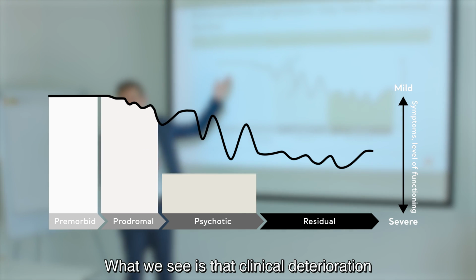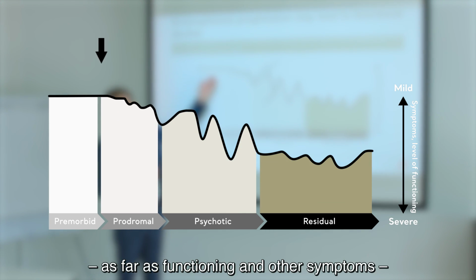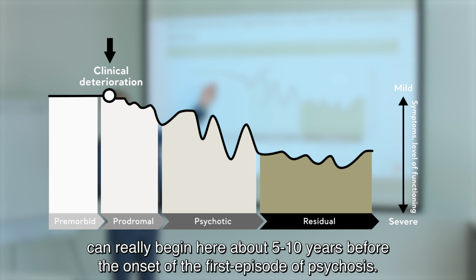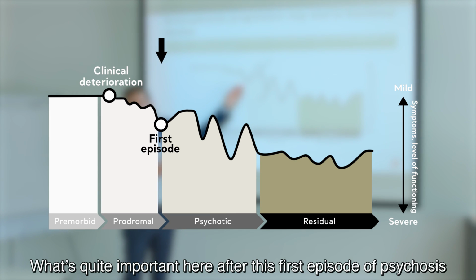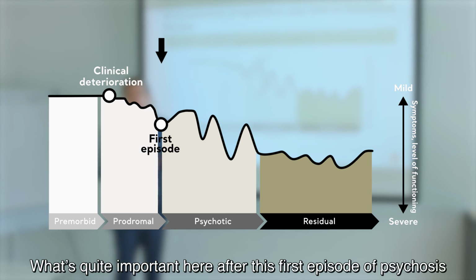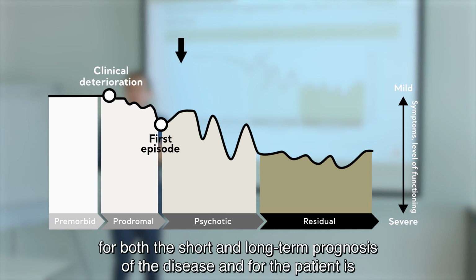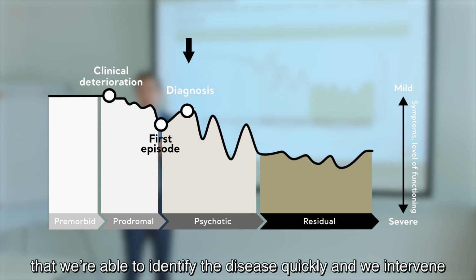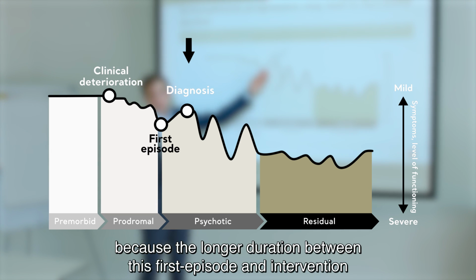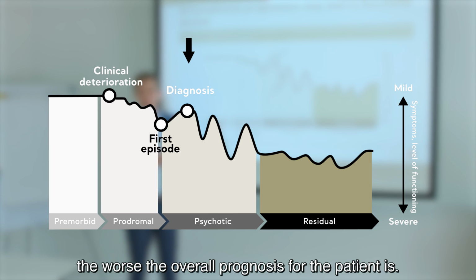And what we see is that clinical deterioration, as far as functioning and other symptoms, can really begin here about 5 to 10 years before the onset of the first episode of psychosis, so before the experience of a first episode. And what's quite important here after this first episode of psychosis, for both the short and long-term prognosis of the disease or for the patient, is that we are able to identify the disease quickly and we intervene. Because the longer duration between this first episode and intervention, the worse really the overall prognosis for the patient is.